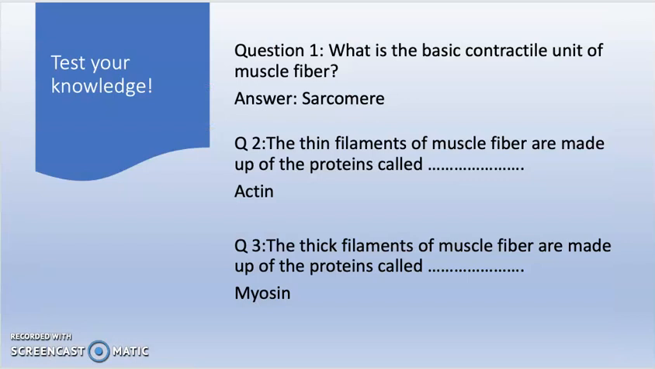Let's test your knowledge. Question 1. What is the basic contractile unit of muscle fiber? The answer is sarcomere. The thin filaments of muscle fiber are made up of the protein called actin, and thick filaments of muscle fiber are made up of the protein called myosin. So myosin and actin are the contractile proteins of the muscle fiber.